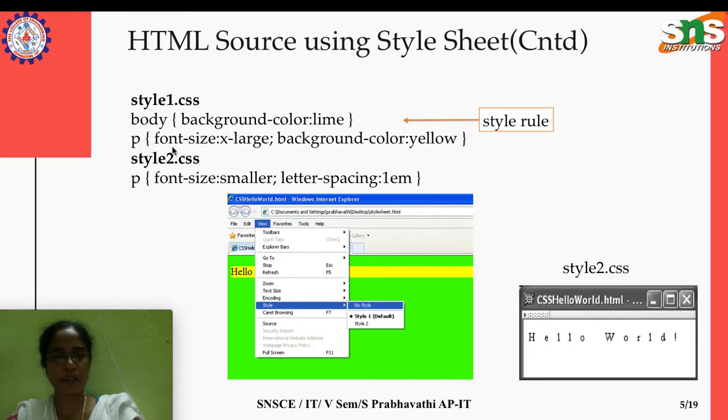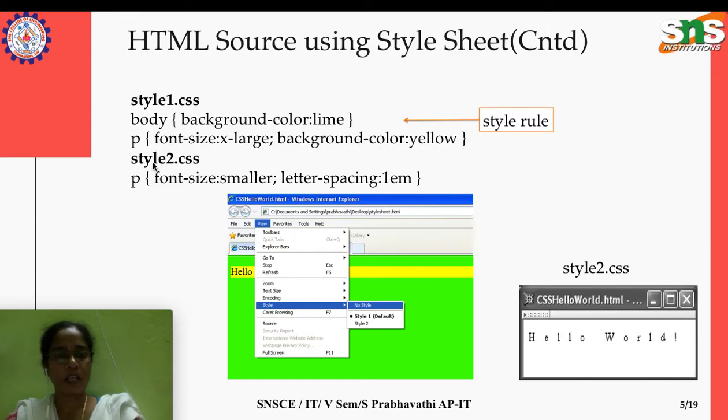Within the curly braces we are defining the style rules. Font size is extra large, background color is yellow. So this is said to be a style rule. I will take you to the syntax of this CSS in detail in the forthcoming slides. Just remember these two lines are present in style1.css. Here we are changing the body background to lime and the font of that paragraph hello world to be extra large and its background to be yellow.